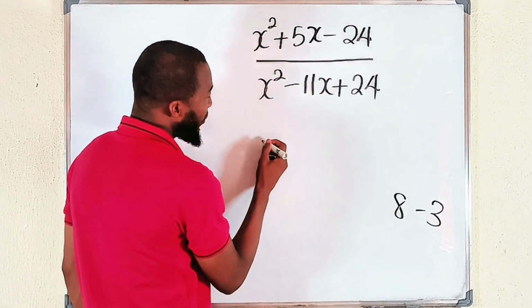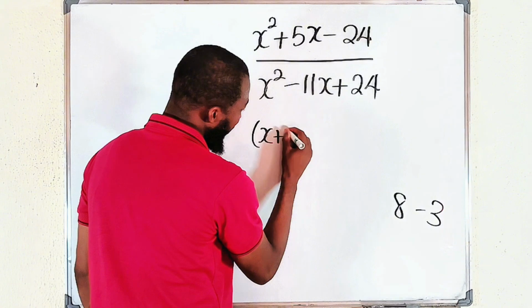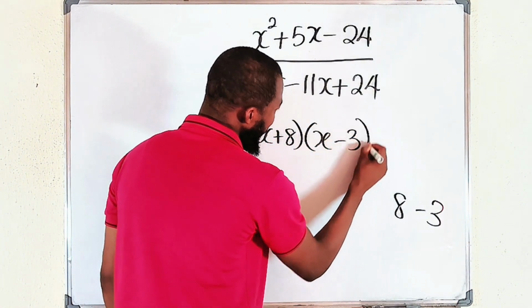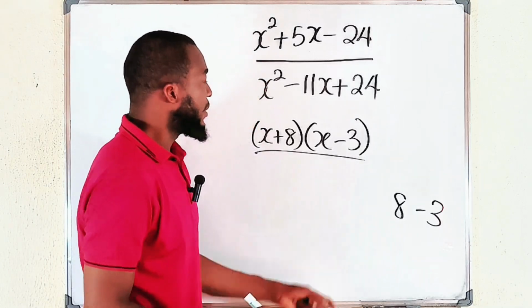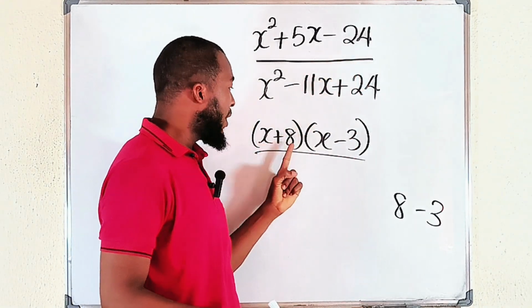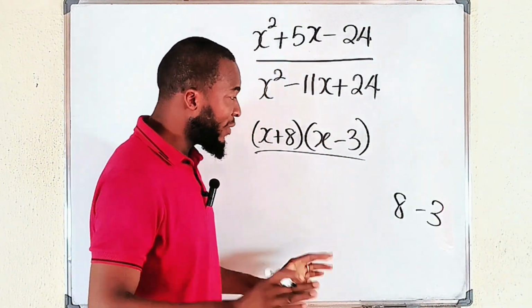So to factorize the top, we have x plus 8, right? Then x minus 3. The bottom, remember, if you multiply 8 by -3, you're going to get -24. 8 minus 3 will give you 5, or 8 plus -3, all the same.